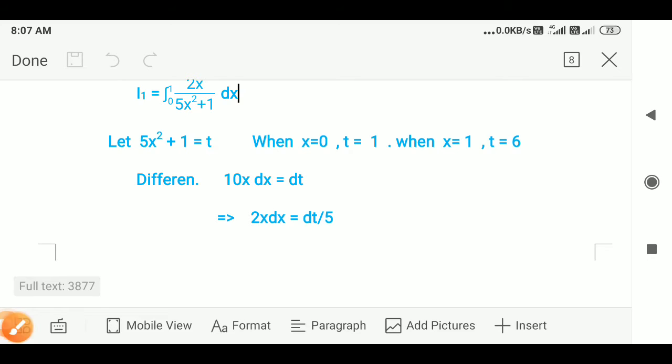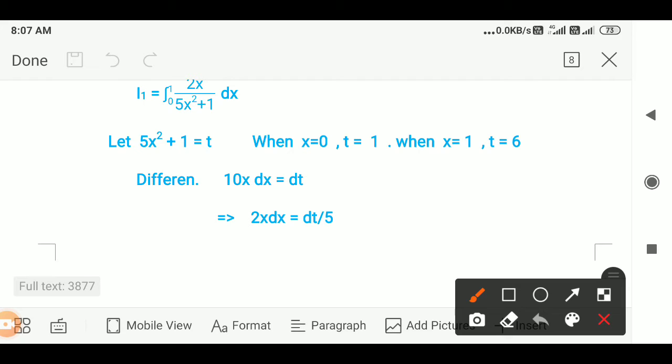You put the values in this: when x is 0, t is 1, and when x is 1, t is 6.